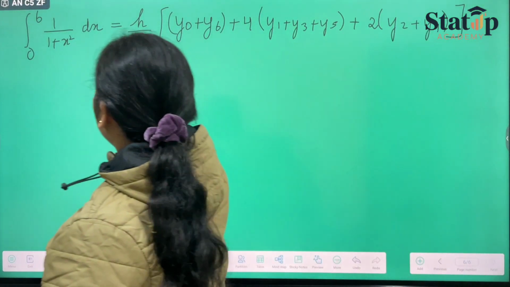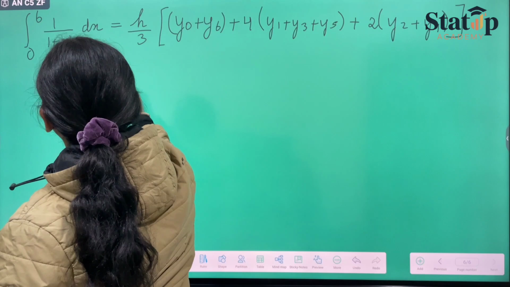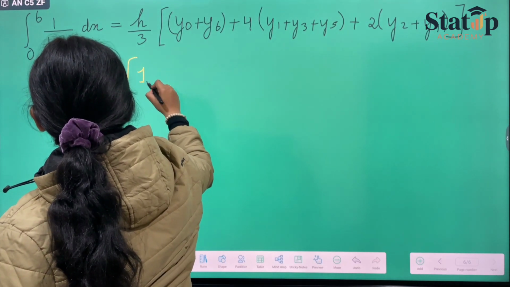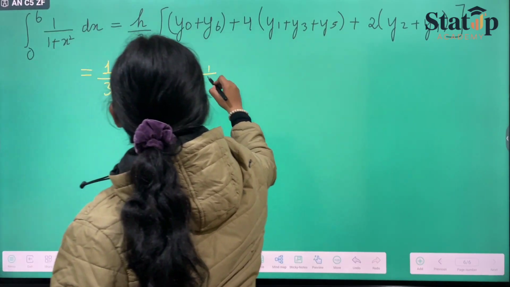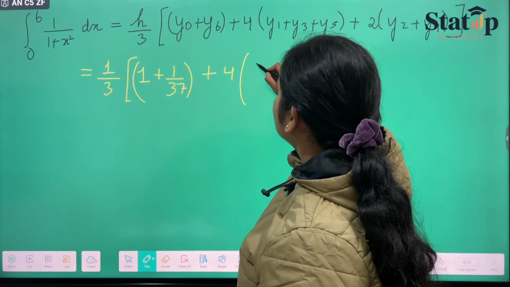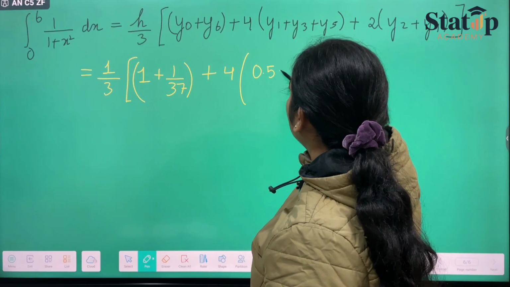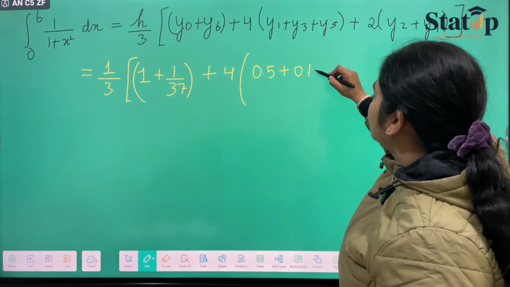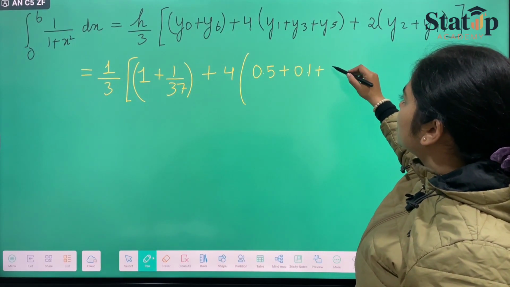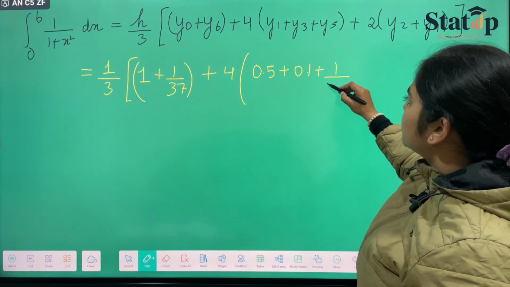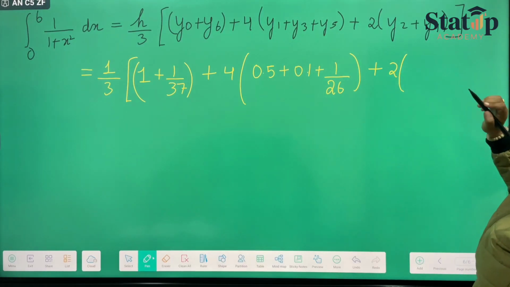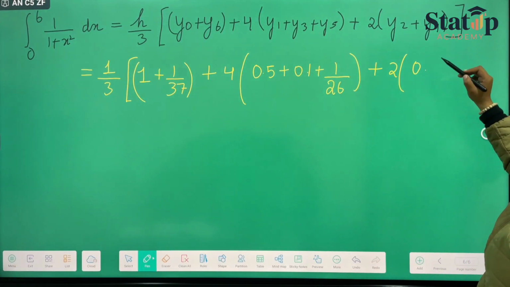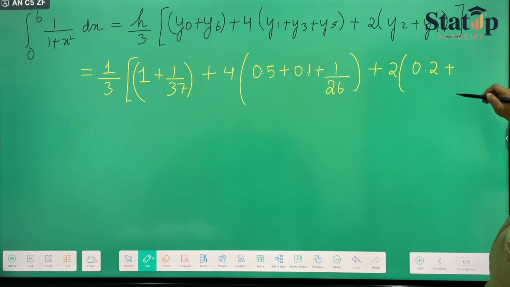So just replacing the values, h is 1 upon 3, y naught is 1 and y6 is 1 upon 37, plus 4 into y1 is 0.5, y3 is 0.1 and y5 is 1 upon 26, plus 2 into y2 is given as 0.2 and y4 is given as 1 upon 17.